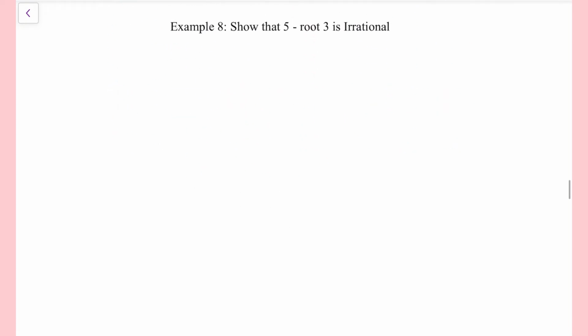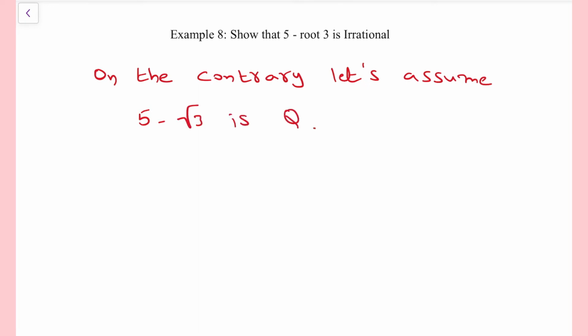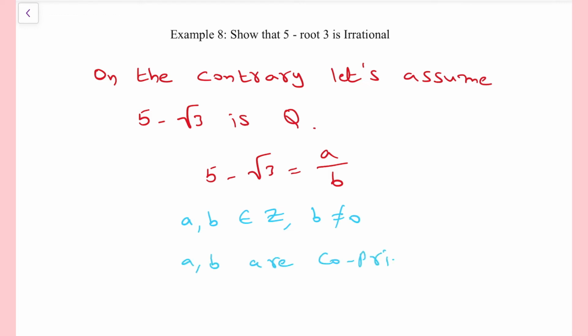Next, show that 5 minus root 3 is an irrational number. First sentence is as usual. On the contrary, let us assume 5 minus root 3 is rational. So 5 minus root 3 equals to a by b. Conditions: a comma b belongs to integers, b not equals to 0, a comma b are co-primes.